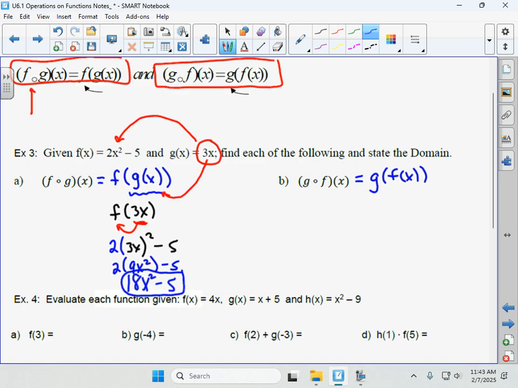Now, it does state the domain. The domain is of the final answer. If you look at it, find the domain of the original function, f of x equals 2x squared minus 5, and then the domain of the second function, which is 3x. So you want to find the domain of both of those. 2x squared minus 5 is just a quadratic. It's a parabola, and its domain is always negative infinity to positive infinity.